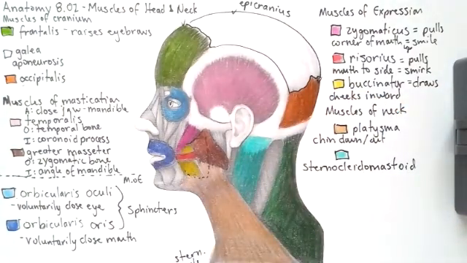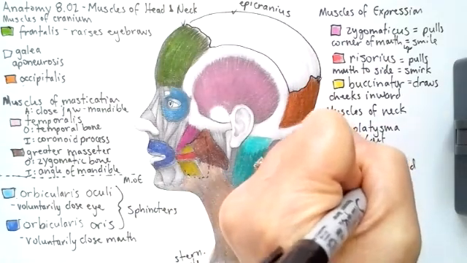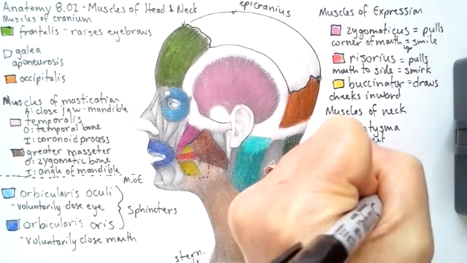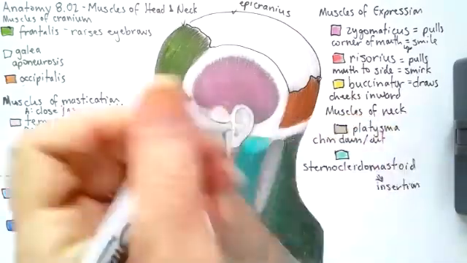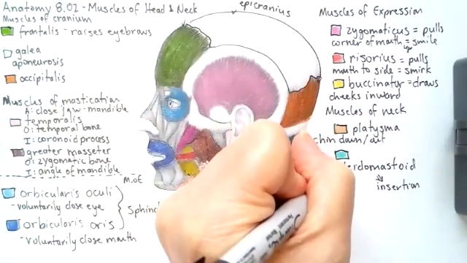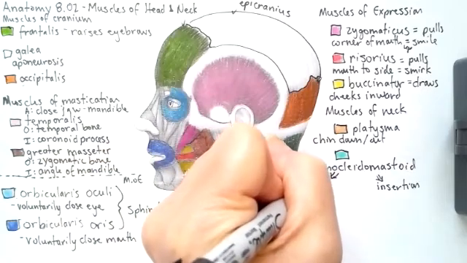The mastoid is actually the insertion. And the sternum and the clavicle, remember, cleido is clavicle. This is the origin.